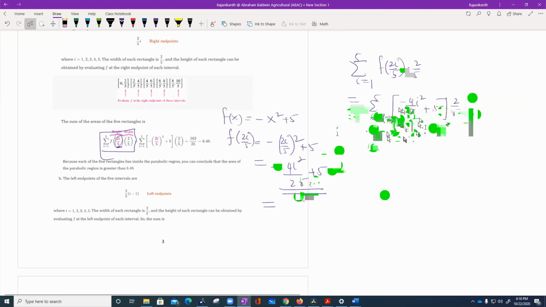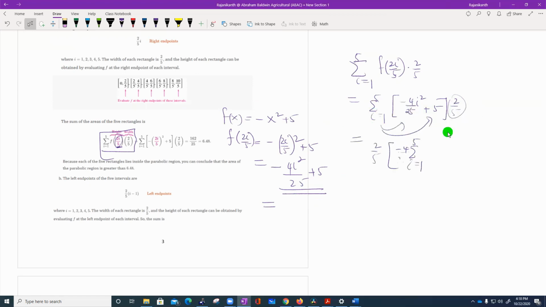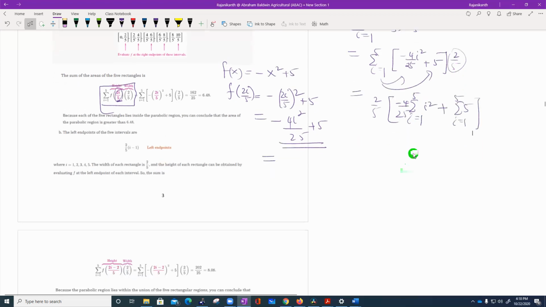You know the summation properties now, right? 2 over 5 is constant. You could pull it in front of the summation and you could distribute the summation separately. So you will get that as summation i from 1 to 5 of negative 4 over 25, constant, again times i squared, plus summation i from 1 to 5 of this constant 5, right? Then we use the formula for this guy.